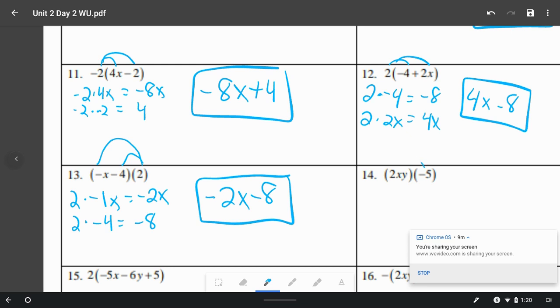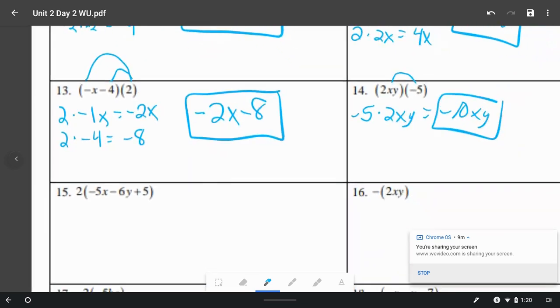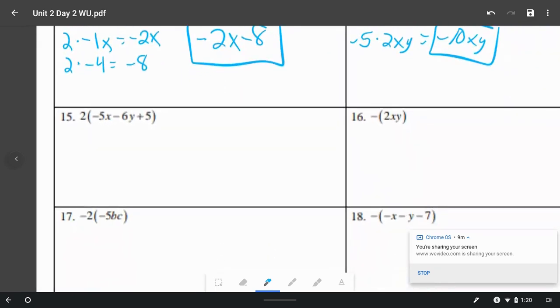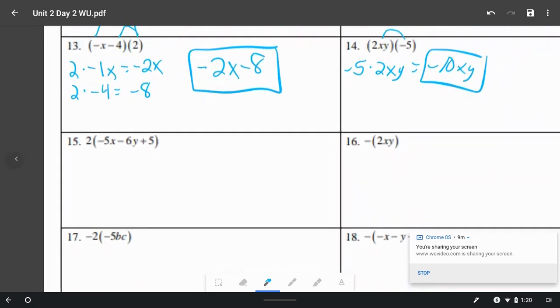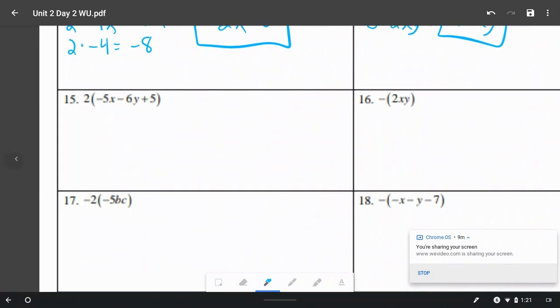This one here does not have a plus or minus sign in either parenthesis that breaks up 2 terms. So all I have to do is multiply those by each other. So that'd be negative 5 times 2xy. So in the end, that becomes negative 10xy. So that'd be my answer there. So now we just have a few left in the end. Hopefully you got all those right. If not, take a look, pause it, listen to it again.